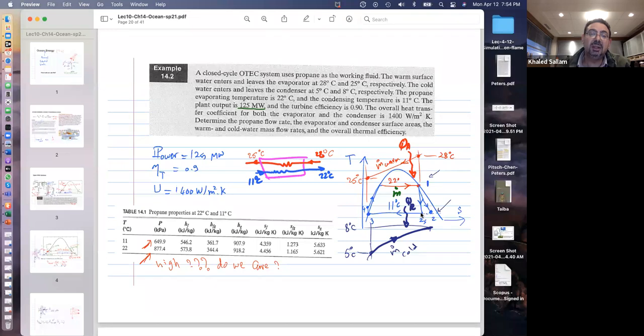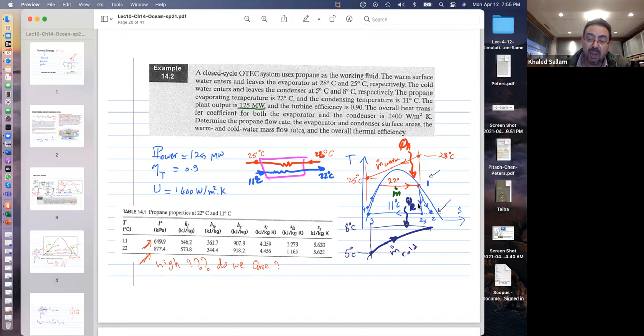Once you know the quality, you know your quality is 0.8 or 0.7, you can calculate the H the same way we calculated the entropy. And we did this so many times, right? So what will be H2S? It's going to be HF plus X2S times HFG, which is HG minus HF. And this way you can get your enthalpy. So now you got your enthalpy.